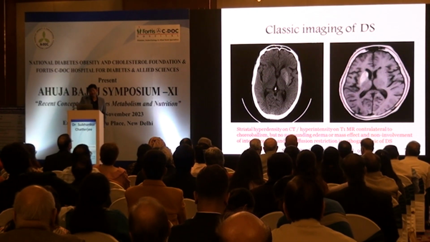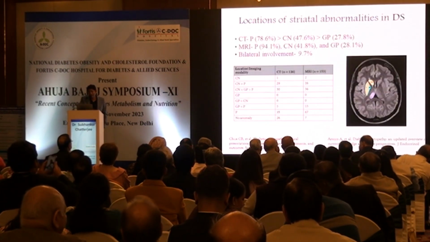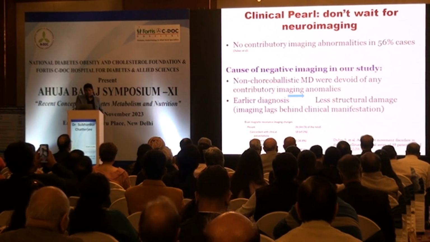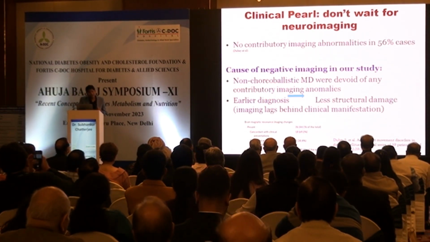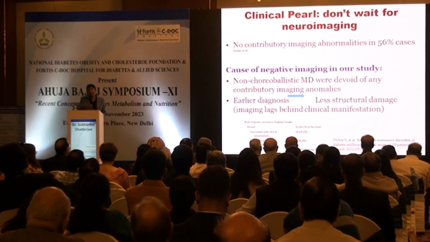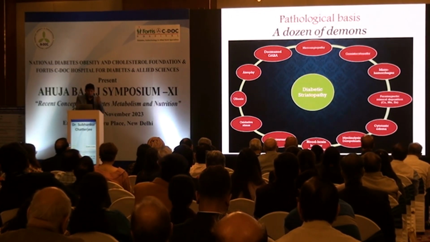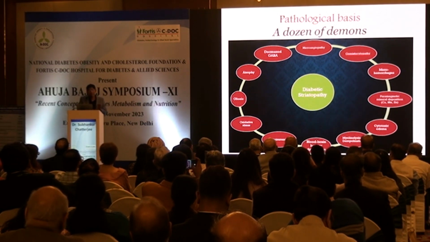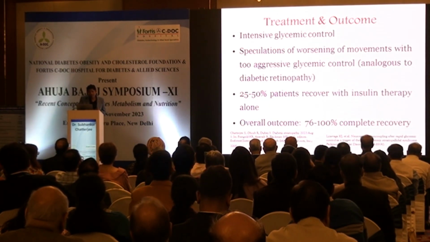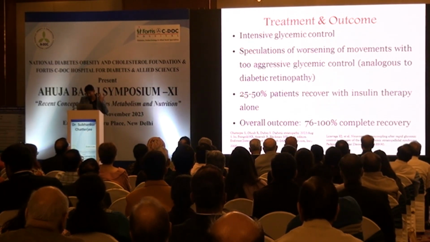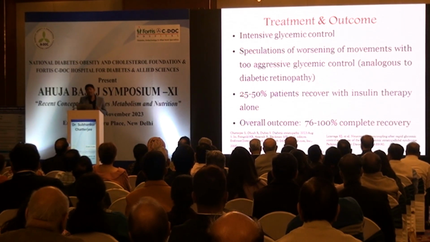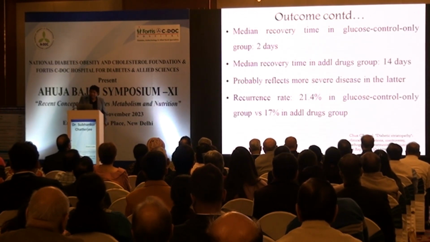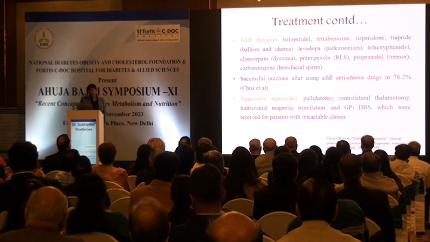The classical neuroimaging feature is striatal hyperdensity on CT or hyperintensity on T1 MRI. The putamen is the most commonly involved part. I just want to highlight here: don't wait for the neuroimaging, because in many cases the neuroimaging may be completely normal. The most important pathological point in this aspect is the gemistocytic astrocytosis in the putamen. Intensive glycemic control is the treatment of choice in this situation, and mostly glycemic control alone reverses the situation and carries an excellent prognosis. Some patients may require additional therapies like haloperidol or tetrabenazine.